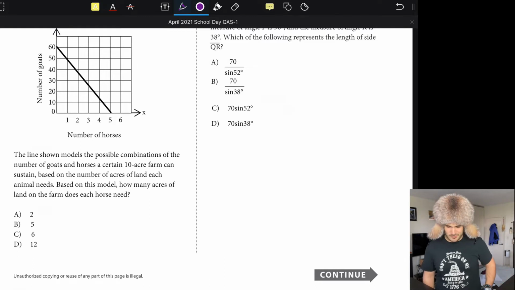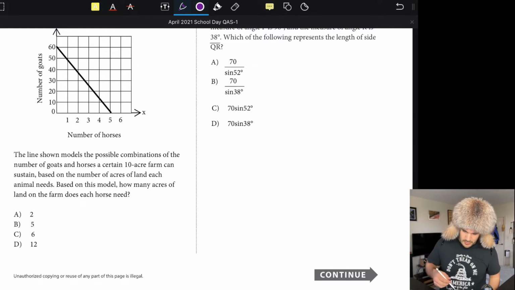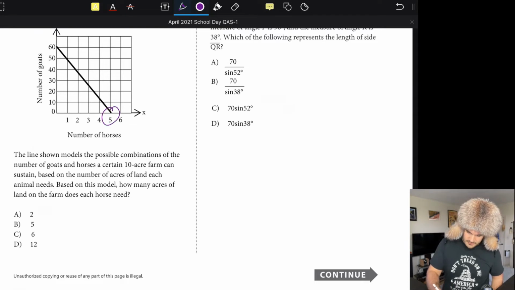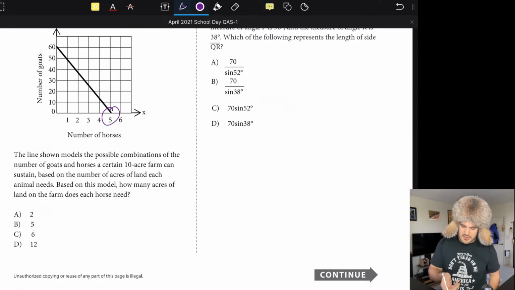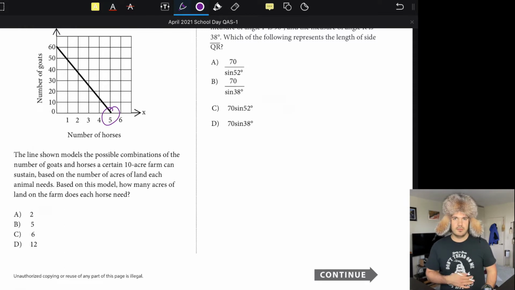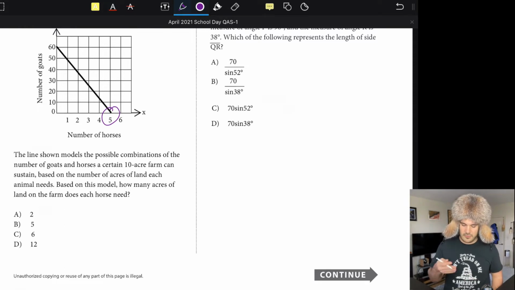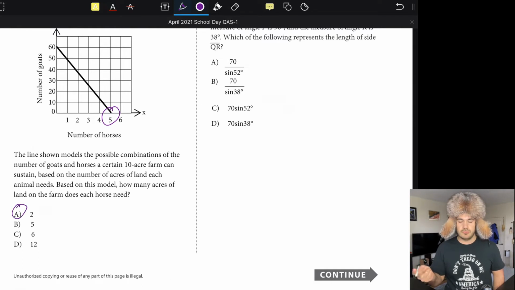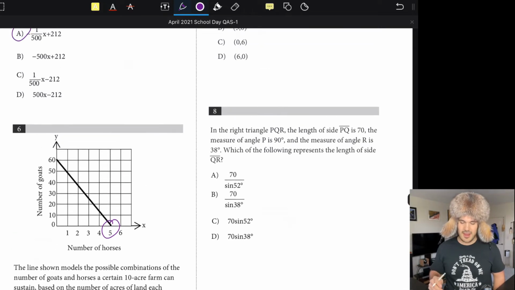Simplest way to do this really is, like, look at here. When the number of goats is 0 and the number of horses is 5. So what this number tells us is that on this 10-acre farm, if there are no goats, we can have 5 horses. Which means that each horse will need 2 acres, because 10 divided by 5 is 2. So A is our answer.